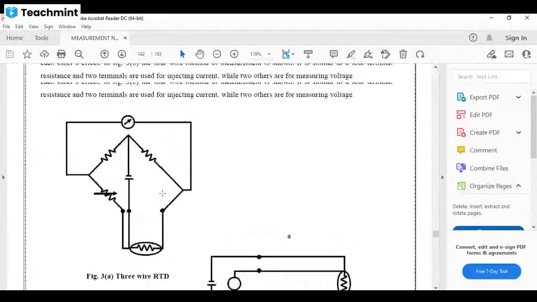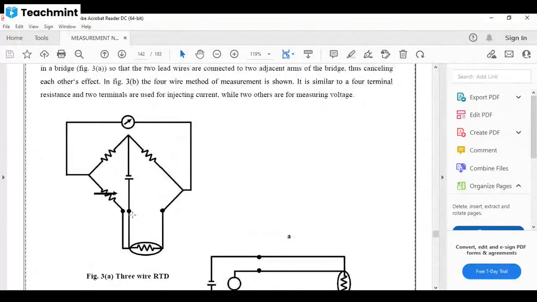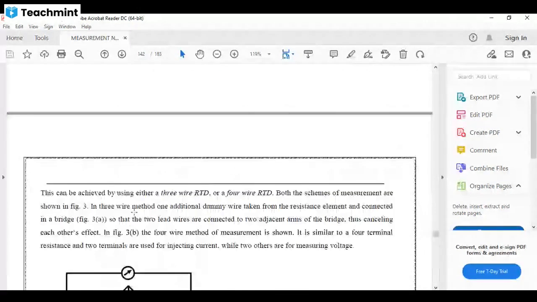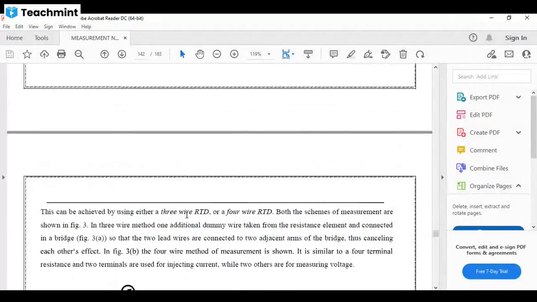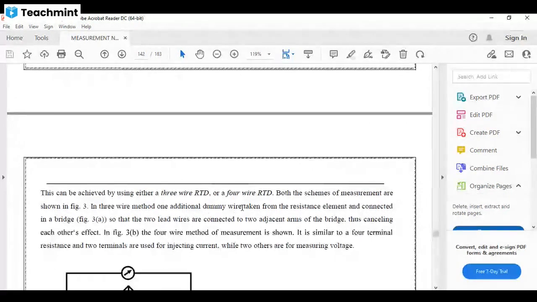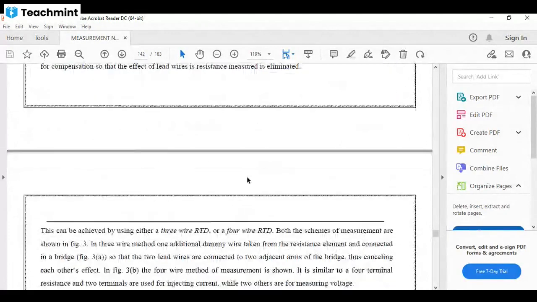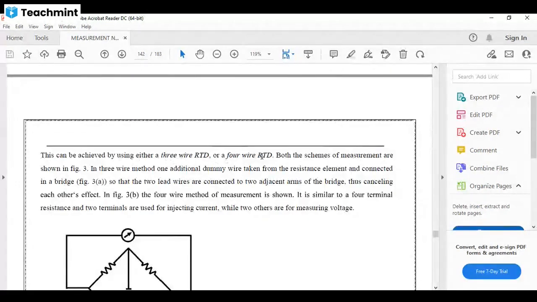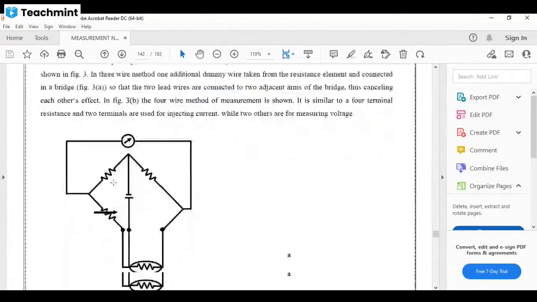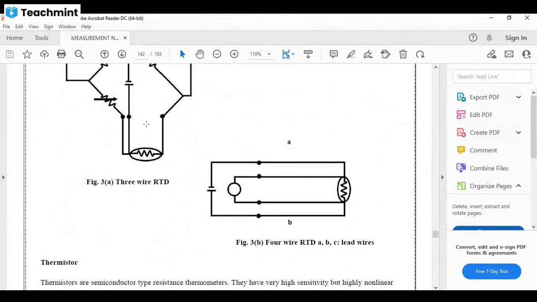So this is the bridge. This is the Wheatstone bridge type. This can be achieved by using a 3-wire RTD or a 4-wire RTD. How can this effect be eliminated? By using a 3-wire RTD or a 4-wire RTD. Both methods of measurement are shown in the figure. This is the 3-wire RTD and this is the 4-wire RTD: 1, 2, 3, 4.